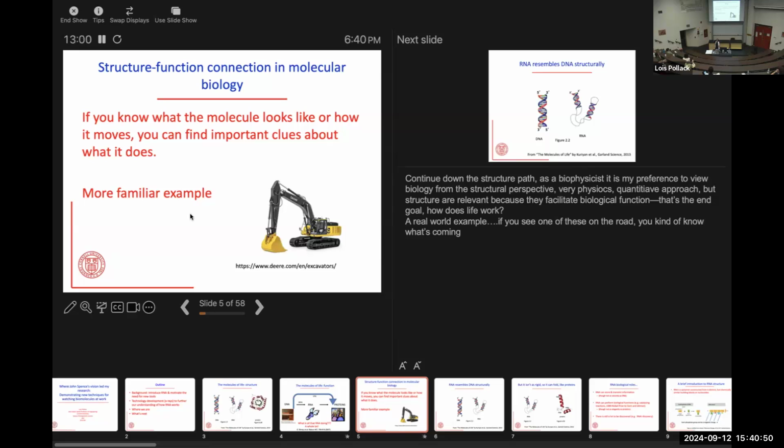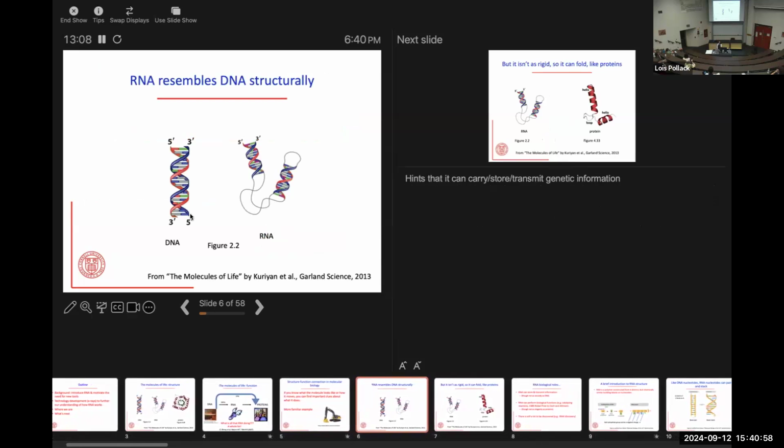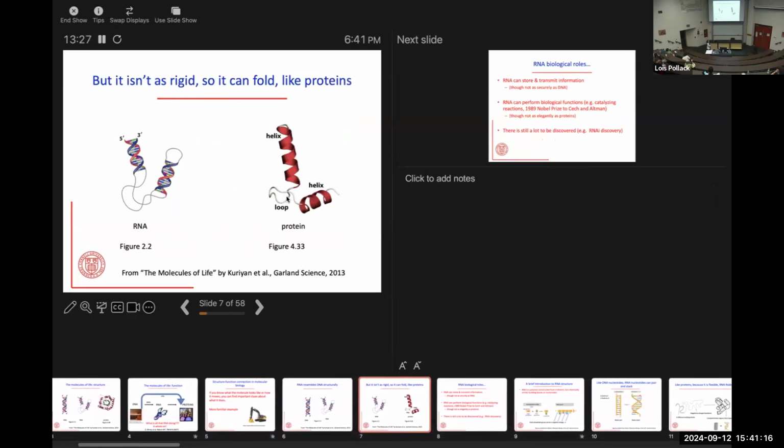We want to see what they look like, and then we can deduce or guess at what they do. All right. So if we now delve a little bit deeper, picking up these pictures from my first slide, we can see that RNA resembles DNA structurally. So we have these helical forms over here, and there are things that look very much like them in RNA. But we also see that it's not as rigid.